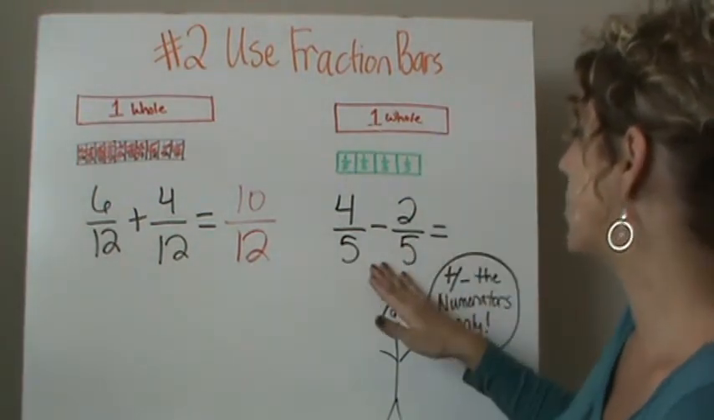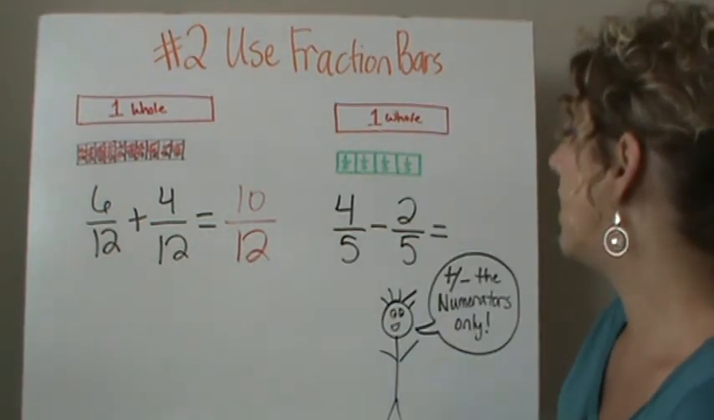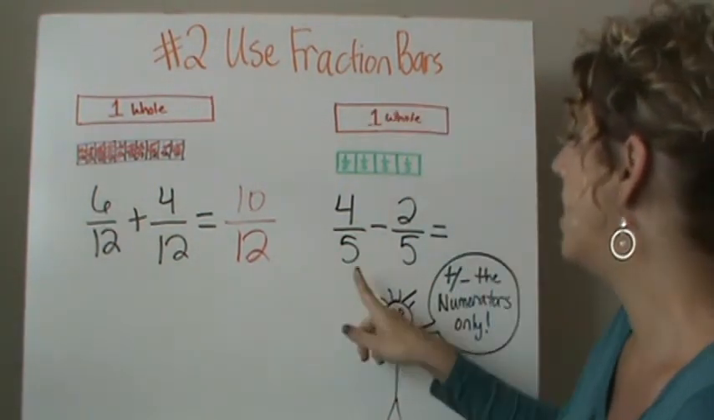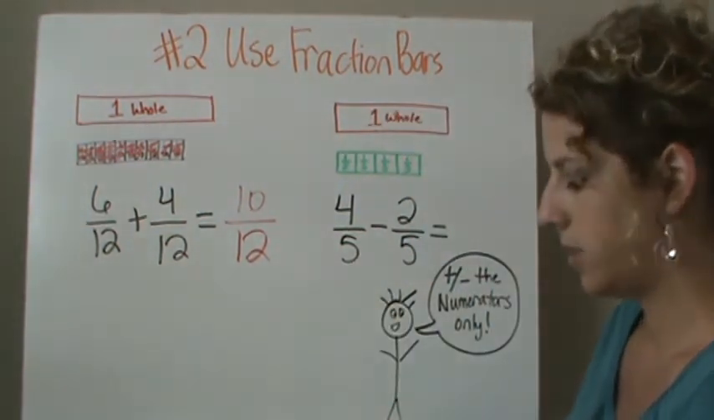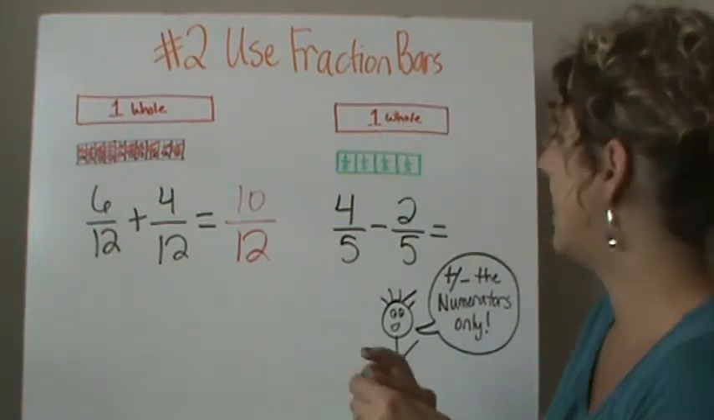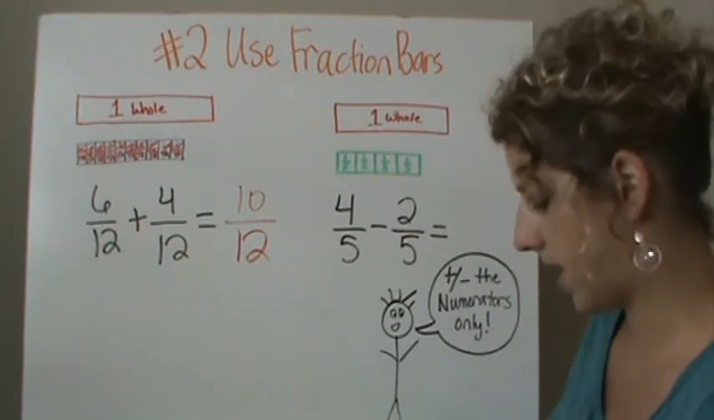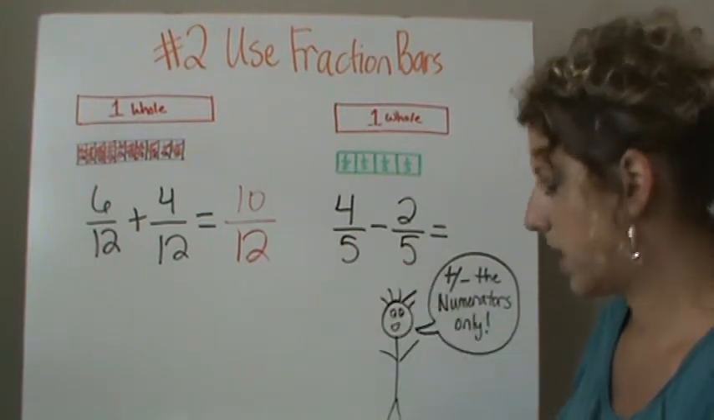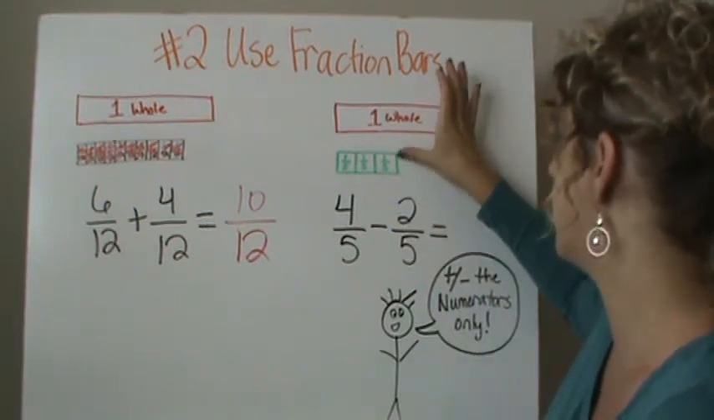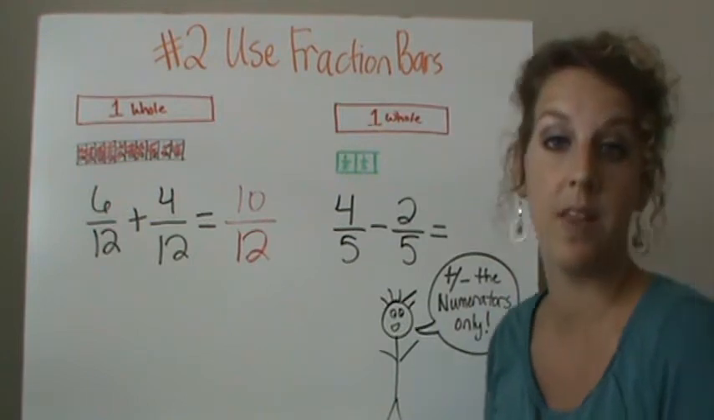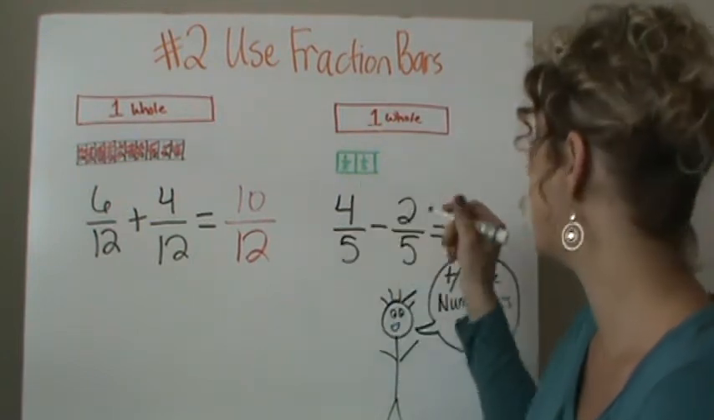If we look at subtracting, if we have one whole as our guide to compare it to, start out with 4/5. So if you take your little fifths, you slide up 4 of them. Now you're going to subtract 2/5. So you're going to subtract 1, 2. How many are you left with? You're left with 1, 2, 2/5.